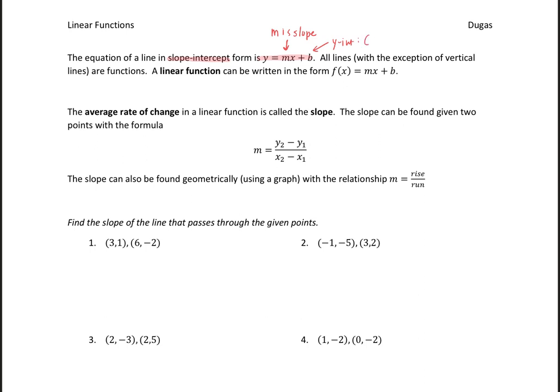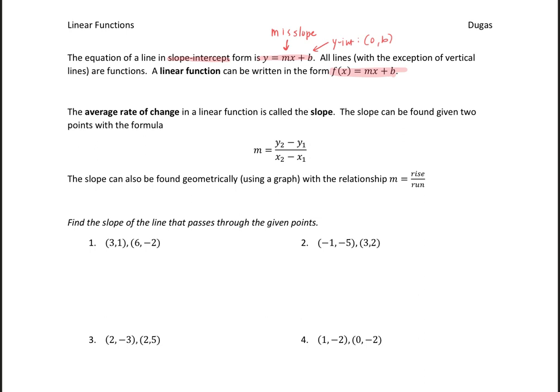So the y-intercept would be an ordered pair where x is 0 and y is the b value from that equation. All lines, with the exception of vertical lines, are functions. A linear function can be written in the form f of x equals mx plus b. And notice that the mx plus b is the same. All that's happening is the y is being written as f of x to show that the equation is a function. So you can just replace y with f of x.